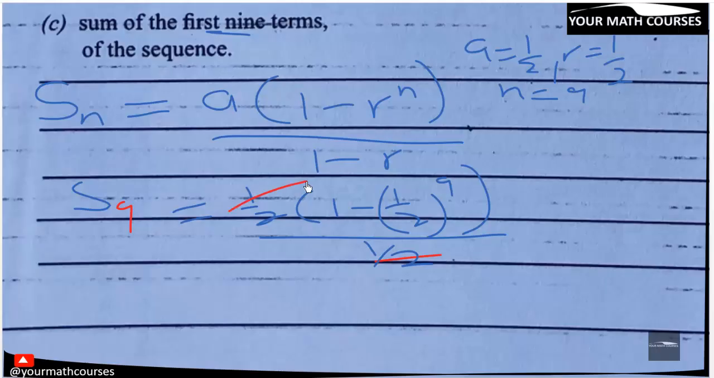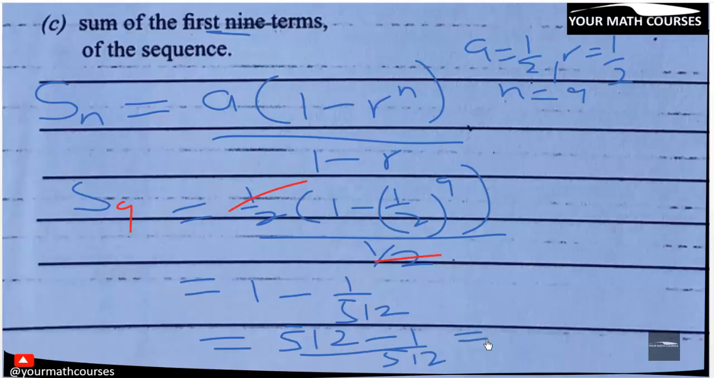So the 1 over 2 will cancel. So the sum of the first 9 terms will be equal to 1 minus 1 over 512. So find the LCM to be 512. So 512 minus 1 all over 512. That will give us 511 over 512. You can leave it in exact form like this.